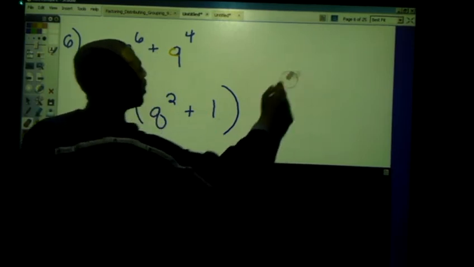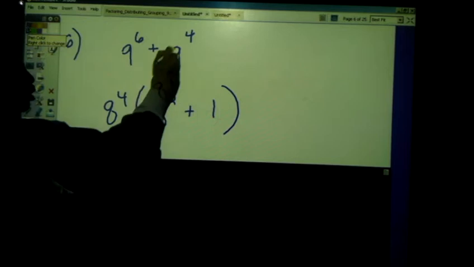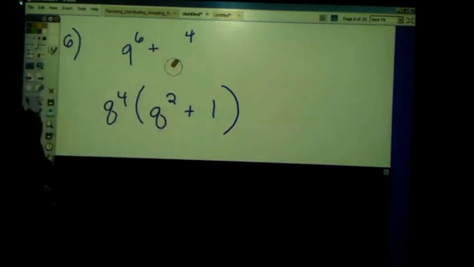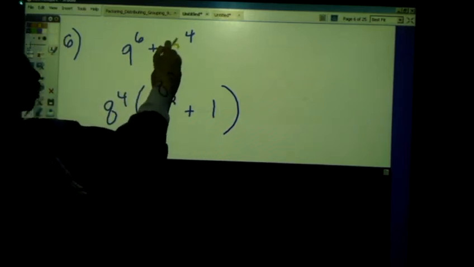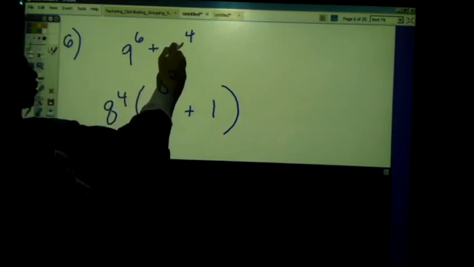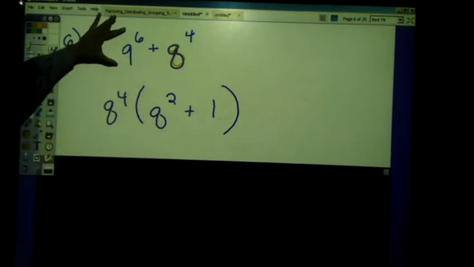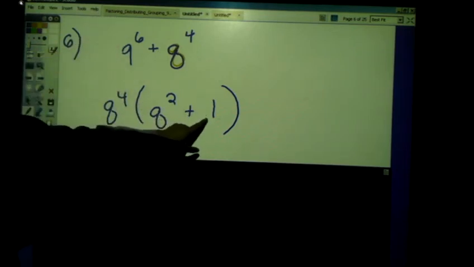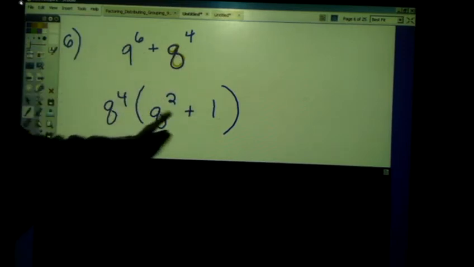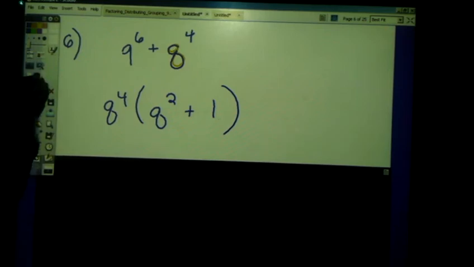So our factored answer is q to the 4th times q squared plus 1. Q to the 4th times q squared is q to the 6th. Q to the 4th times 1 is q to the 4th. I multiplied my two factors and got my original problem. That means my answer is correct.